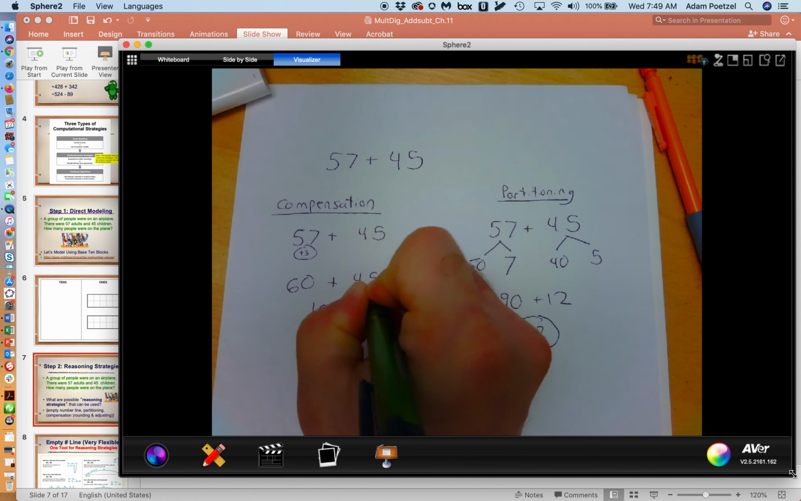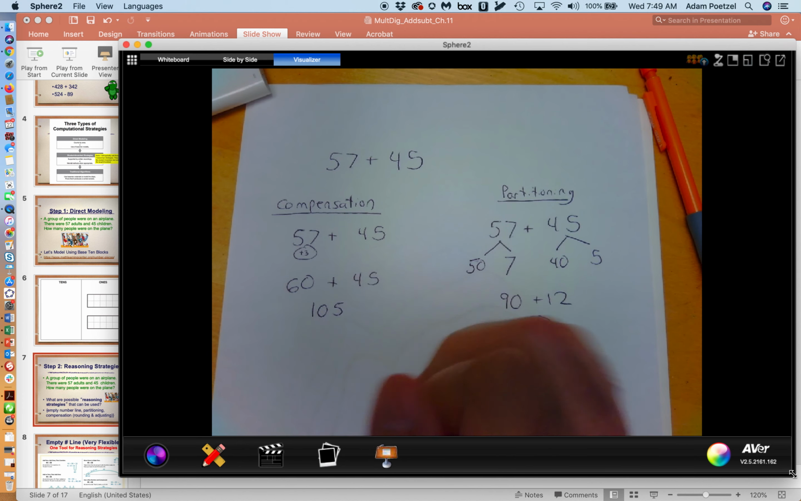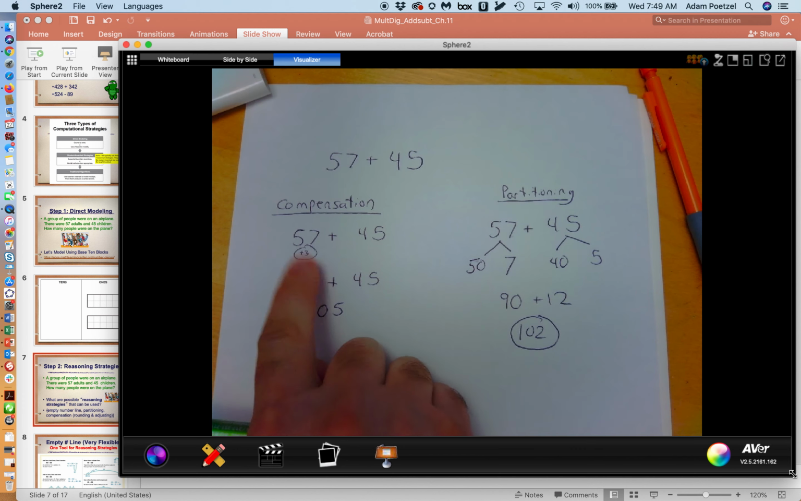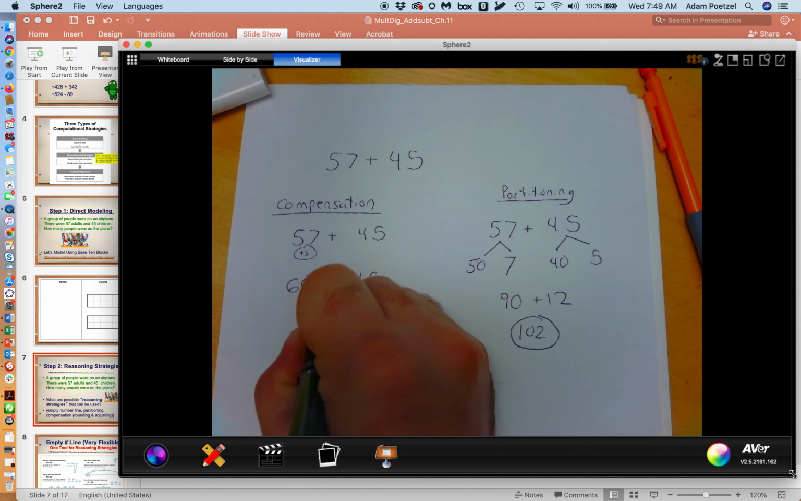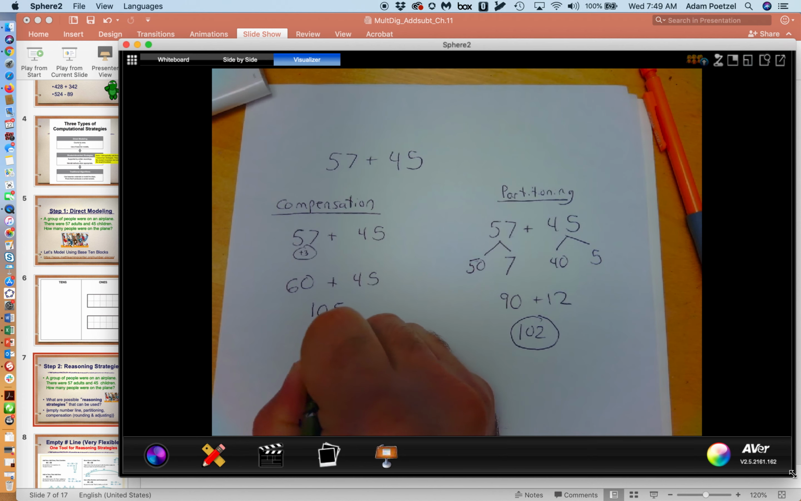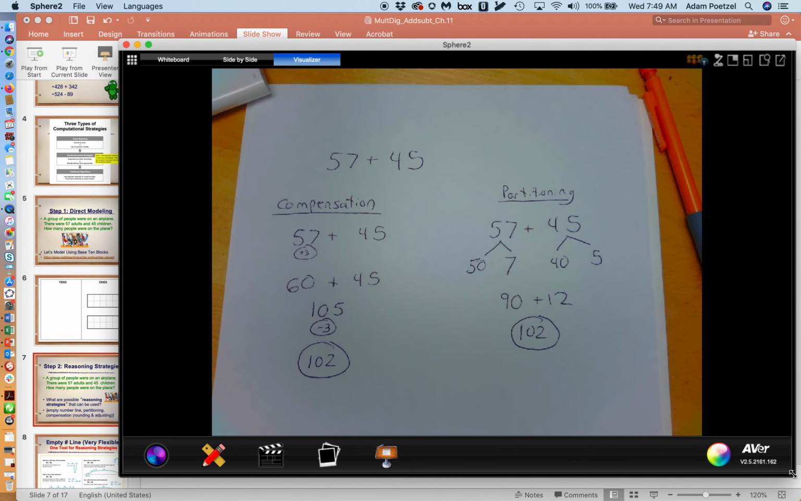And I partition that 45, if you notice. The only problem is my answer should be 3 too high, because with addition, I already added 3 more. So in the end, I want to take away those 3, and I should get that same answer coming back. And that'd be an example of a compensation strategy. And we could have done it the other way as well, right?